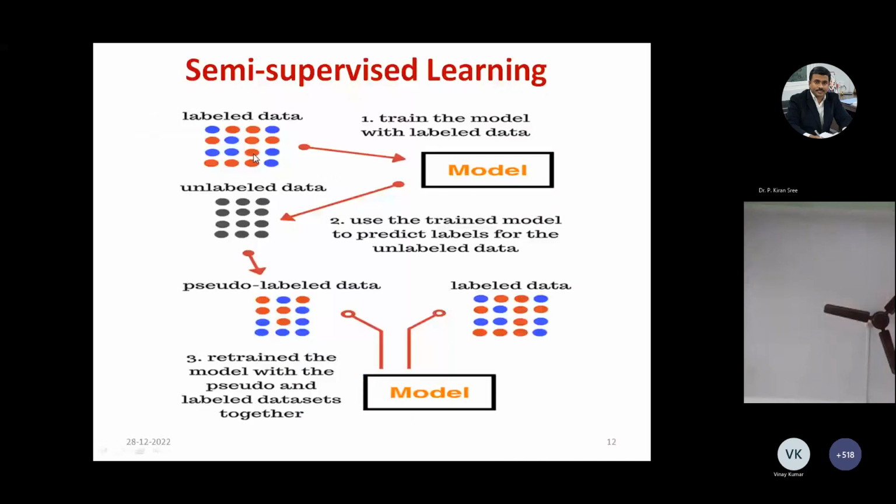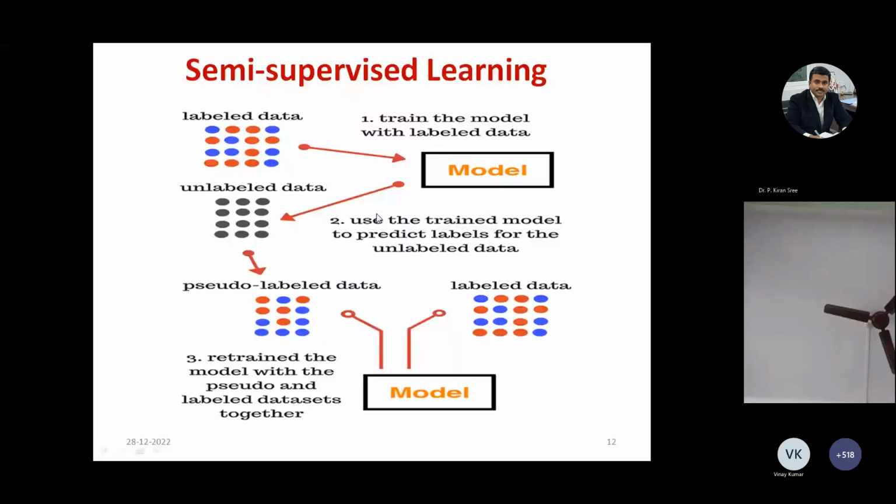You have a labeled data set. A labeled data set is nothing but an input data set which has a target attribute. This labeled data set is used to train the model. Once the model is trained with a small amount of labeled data, the pre-trained model is applied over the unlabeled data set, which is large in number, and the model will be able to predict some labels.